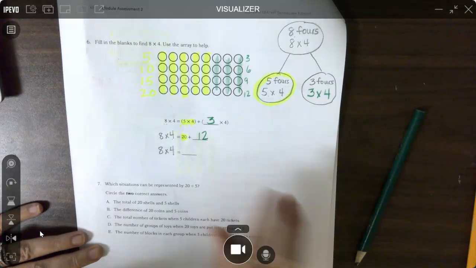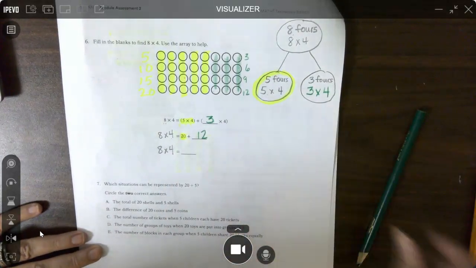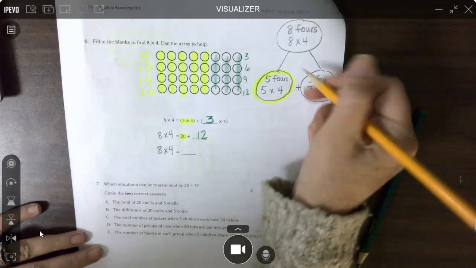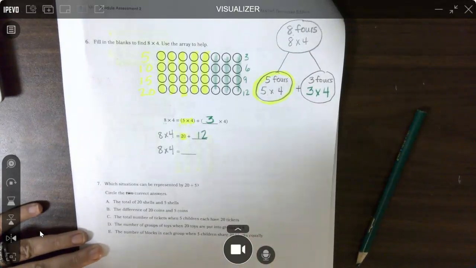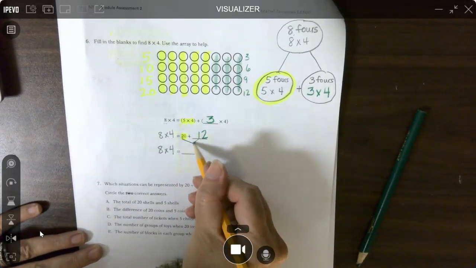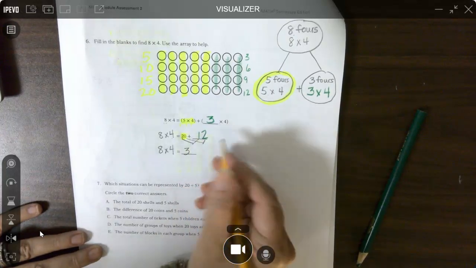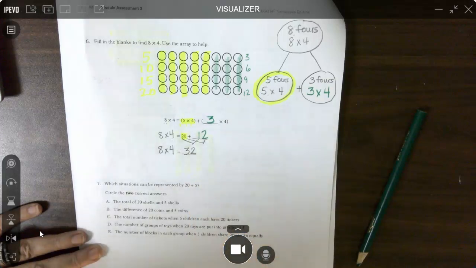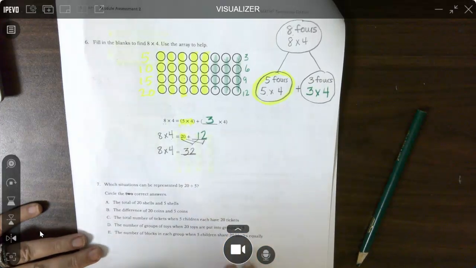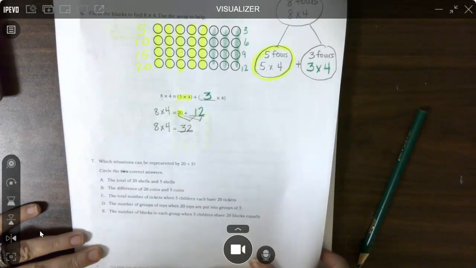The final step would be to put those parts back together to make 8 groups of 4. 20 and 10 more makes 30. 0 and 2 makes 2, 32. 8 groups of 4 is the same as having 32.